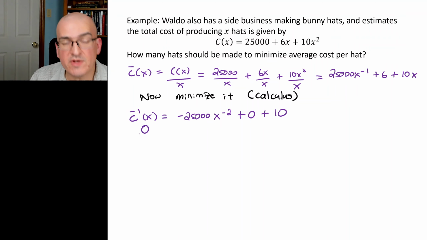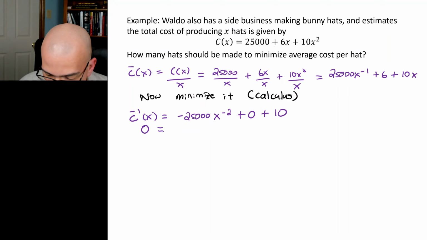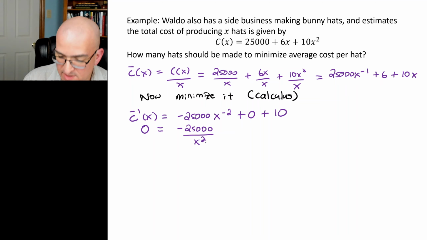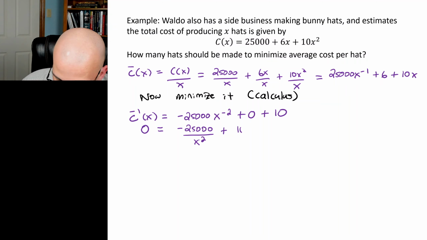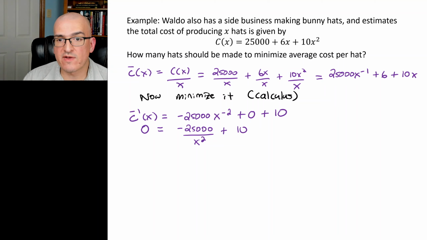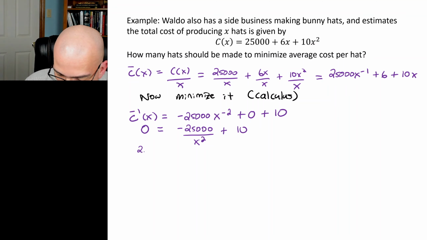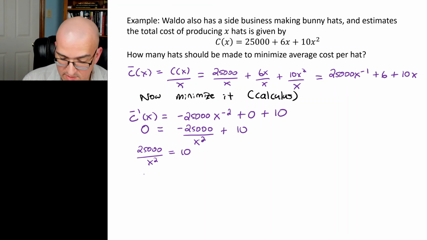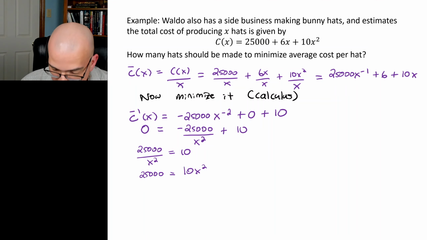We're going to set the derivative equal to 0 since we're looking for a critical number. So 0 is equal to -25,000. I'll put this back as x to the positive 2 in the denominator, plus 10. I'm going to add 25,000 over x squared to both sides. 25,000 over x squared is equal to 10. I'm going to cross multiply by x squared. 25,000 is equal to 10x squared. Then divide both sides by 10. 2,500 is equal to x squared.